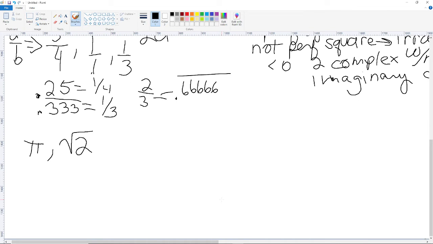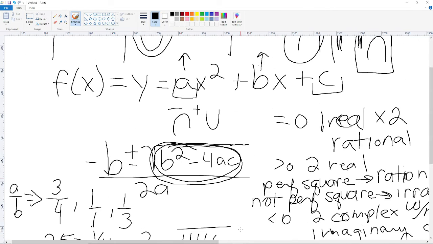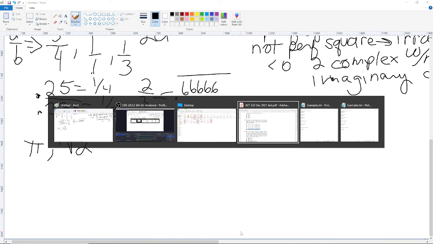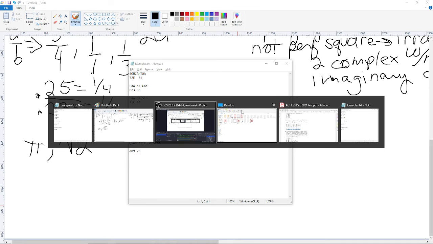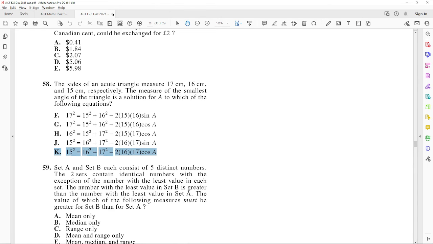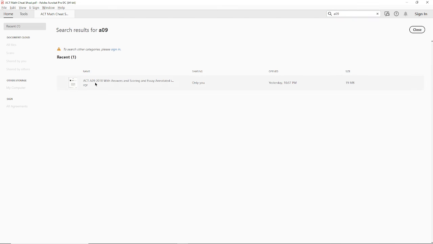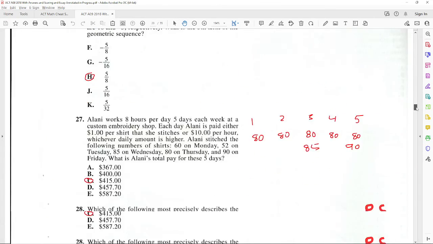You can also use the quadratic formula to find the zeros or solutions for any quadratic. There's another method to find it for simple ones, but you can also use the quadratic formula. All right, I have examples here, and let's see, quadratic formula A09, number 28. So let's close that and go here. There it is. And then we want question 28.